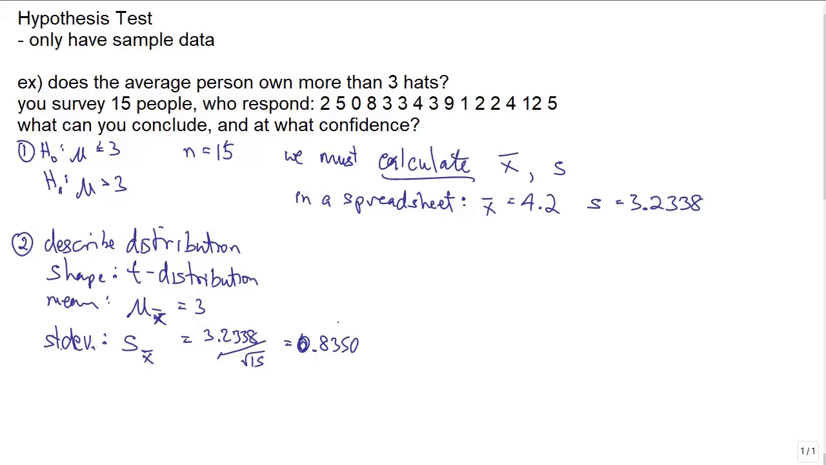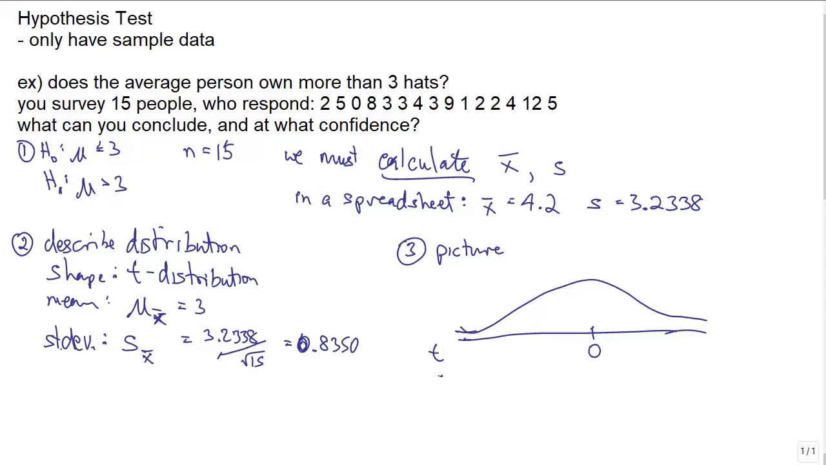So that's step 2. Step 3 is draw the picture. So the picture is a t-distribution, which is just a hump, just like a normal distribution. And we know that now it's got t values with 0 in the middle. And then our x bar values, well, we're using the mean, which is 3, that goes in the middle.